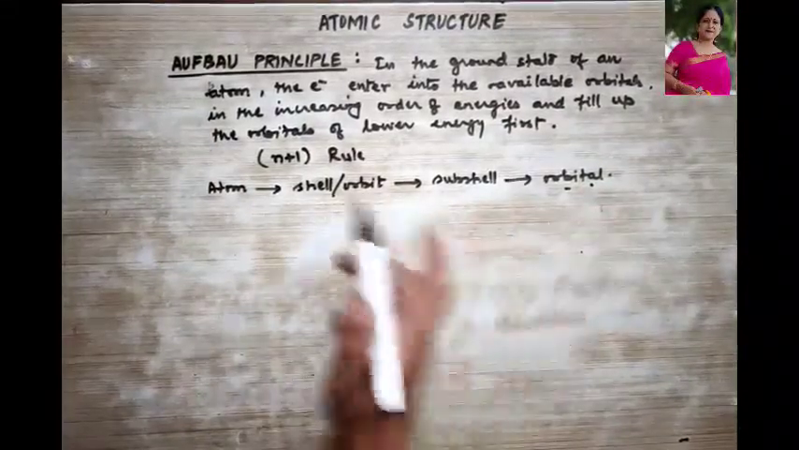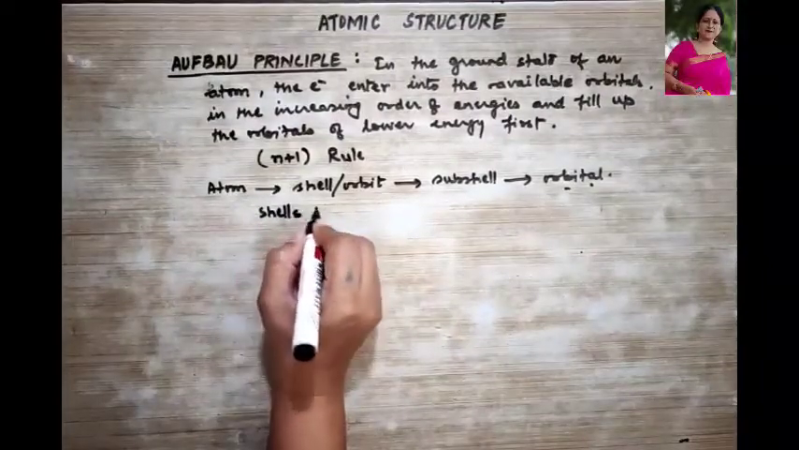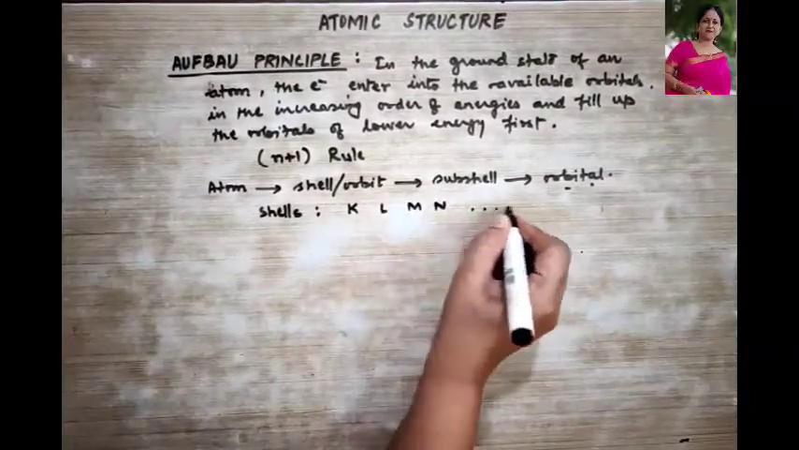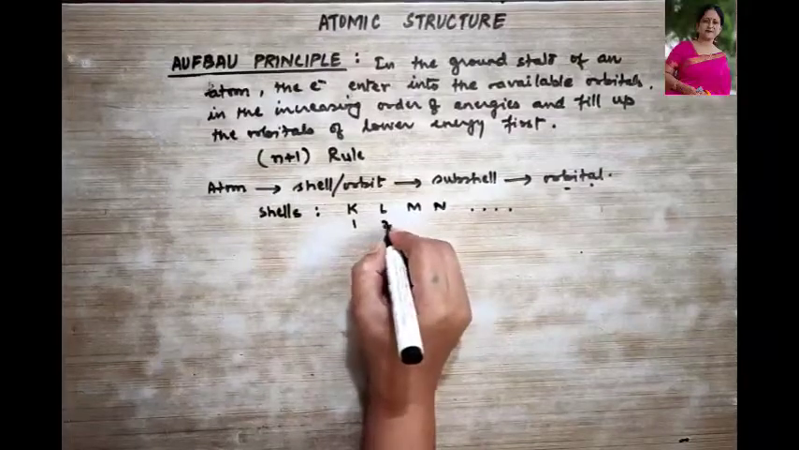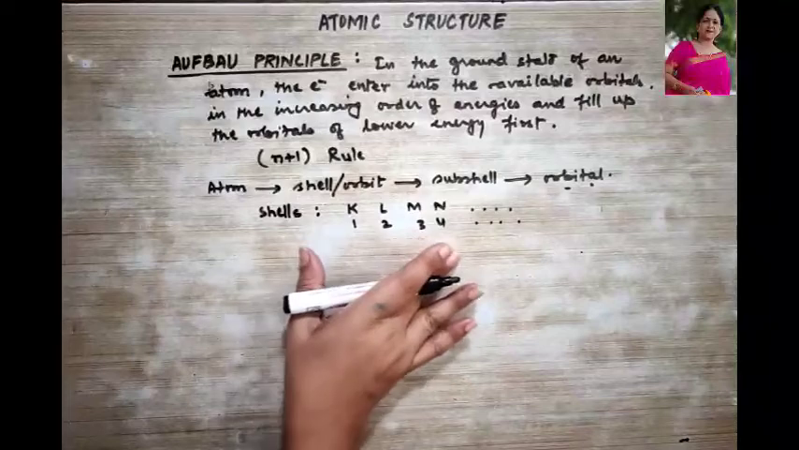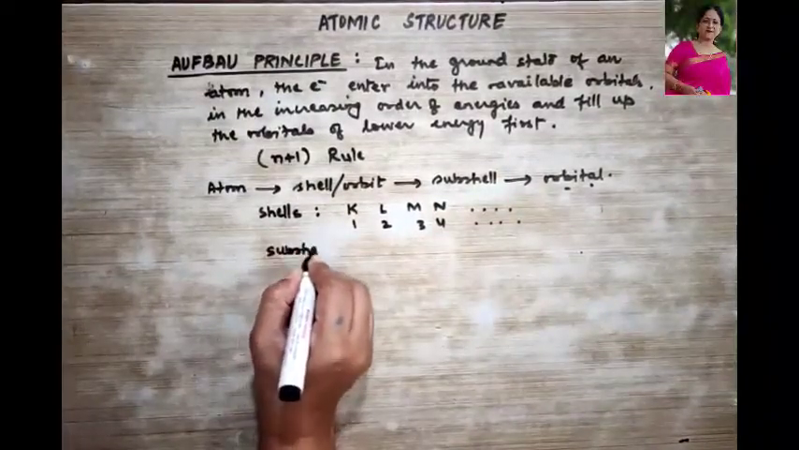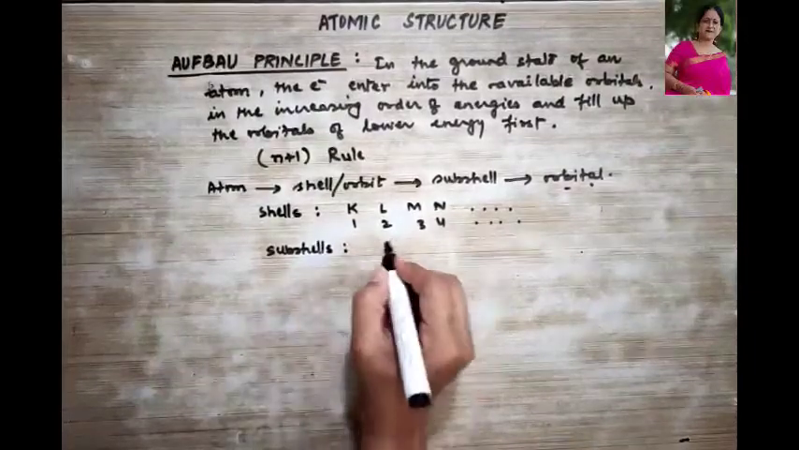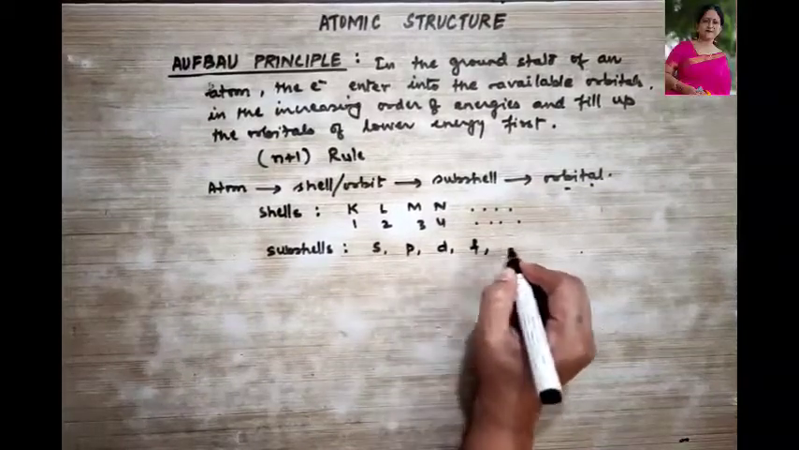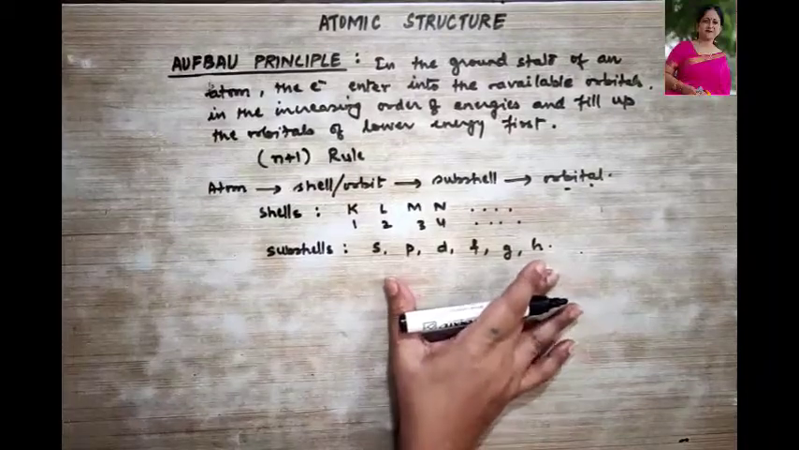Okay, so what are these shells? Let us talk about shells. They are K, L, M, N and so on, also numbered as 1, 2, 3, 4. This you have already studied. Recollect, these are called shells. Now talking about subshells. What are subshells? When I say subshells, we are talking about s, p, d, f, g, h and so on. These are called the subshells.